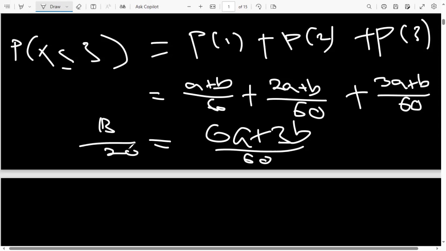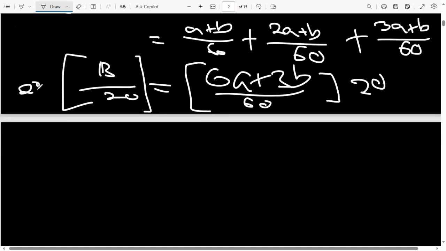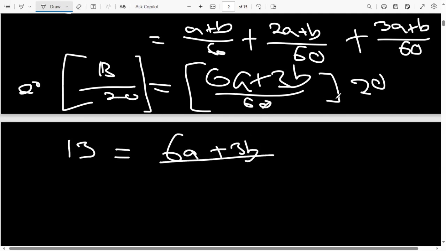Okay, so you can see the equation shaping up, right? And then from there, we can do cross multiplication, or we can say let's multiply both sides by 20 and see what we are going to get. So if I multiply this side by 20, it's going to cancel this 20, so I remain with 13 is equal to. If I multiply this side by 20, I'm still going to have 6a plus 3b, and then this will divide with the 60. So it means here we have 3.